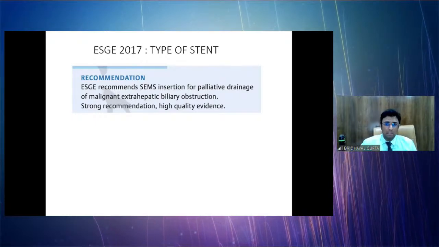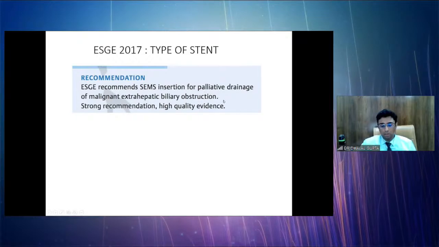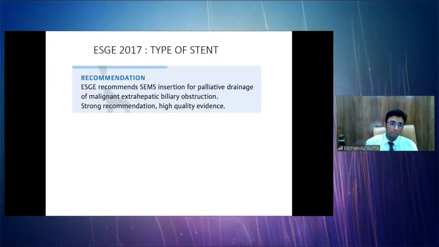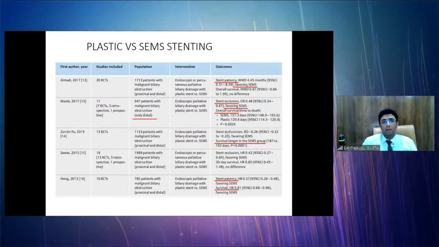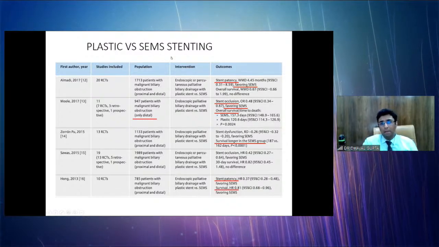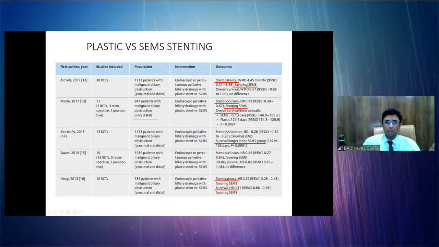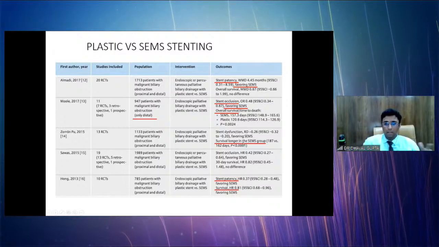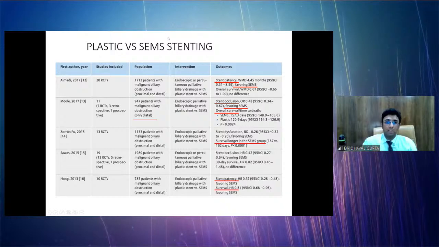ESGE recommends SEMS insertion for the palliative drainage of malignant extrahepatic biliary obstruction. So generally we use plastic stents only for a short period of time or when there is a cost constraint. As I told, in most of the studies, SEMS have shown better performance in terms of stent patency, stent occlusion time is less, and survival is longer in the SEMS group. In most of the studies, they have shown the survival benefit in the SEMS group.